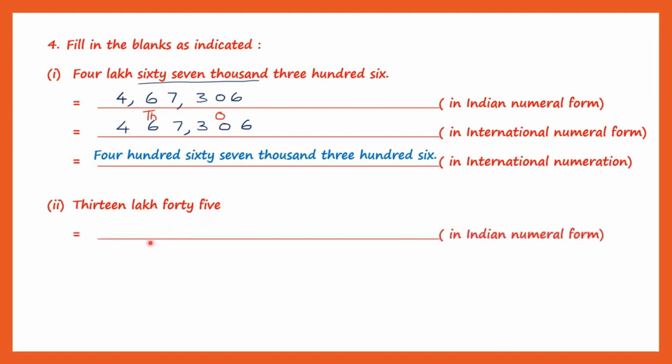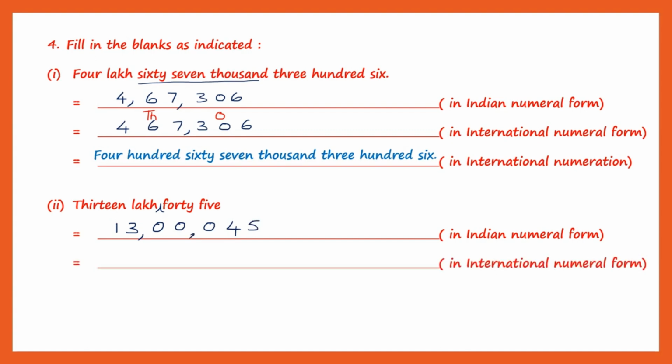What should we do? We should first write it in the Indian numeral form. So let's do that. 13 lakh. So that's one period that's over. 13 lakh is over. What is missing? We don't have the thousands period. Okay, so in that place we're going to put 2 zeros. And 100 is also missing. So one more 0 and 45. So now we have 13 lakh 45.